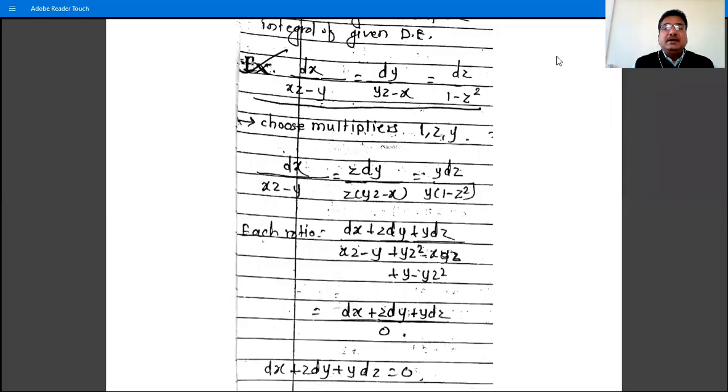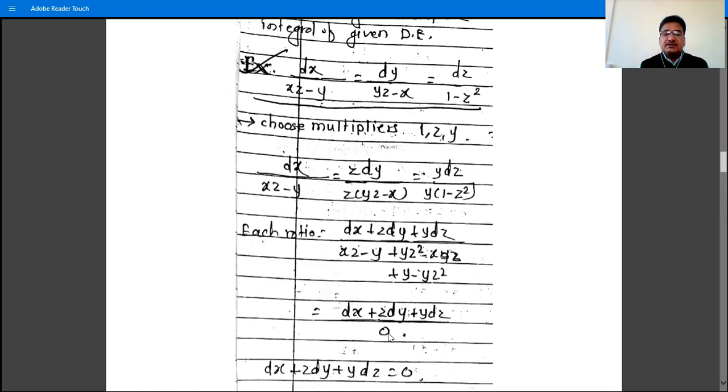Next example: dx divided by x(z - y), dy divided by y(z - x), dz divided by 1 - z². So choose the multipliers 1, z and y. Therefore, each ratio is equal to (don't write this step, directly write this step) dx + z dy + y dz divided by: multiply this factor by 1, this factor by z and this factor by y. And therefore, we have the answer 0; the denominator is 0.